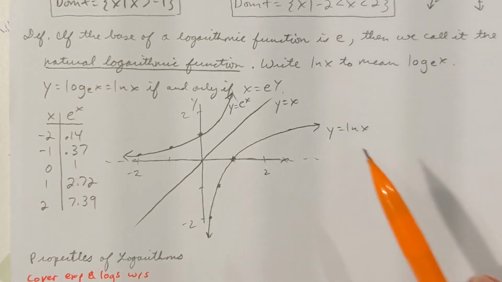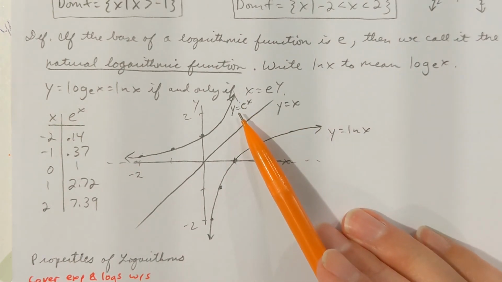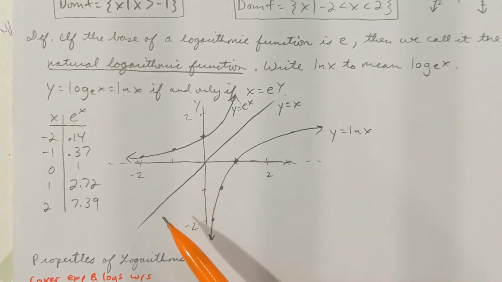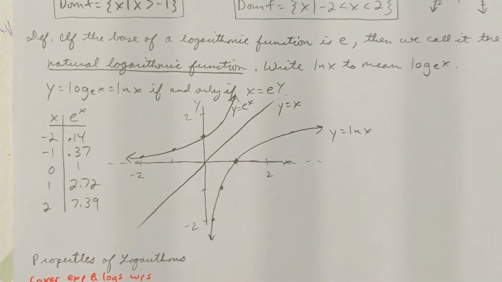Now, y equals the ln of x and y equals e to the x are inverses of each other. I've got the line y equal x drawn to show that these two curves are symmetric to that diagonal line there, and that will always happen when you have a function and its inverse on the same picture. Those two curves will always be symmetric to the line y equal x.